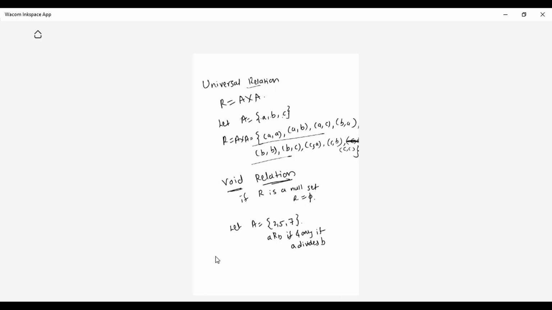Am I getting any relation over here, student? If I take 2, 5, does 2 divide 5? No. If I take 2, 7, does 2 divide 7? No. If I take 5, 2, no. 5, 7, no. 7, 2, no. 7, 5, no. So I'm not getting any ordered pair which defines the given relation, a divides b. So the relation I'm getting here is phi. This is the void relation example. I hope you have got the example for void relation.